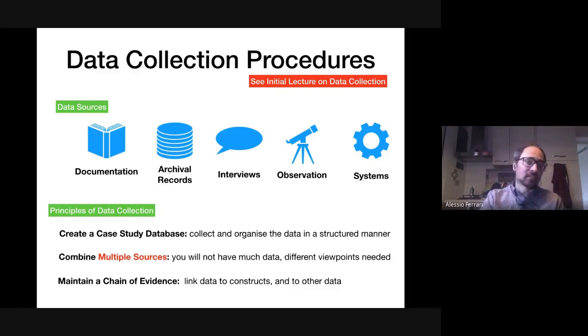Here, of course, in case studies, you can collect quantitative and qualitative data with all the methods that we studied. Here, the key thing is, as I said already, the combination of multiple data sources. The issue is that you don't have much data, so you need to collect different viewpoints. This is the key thing. You will not have a lot of quantitative data. You don't have a lot of interviews, so you need to get an in-depth and triangulated viewpoint on the same data.